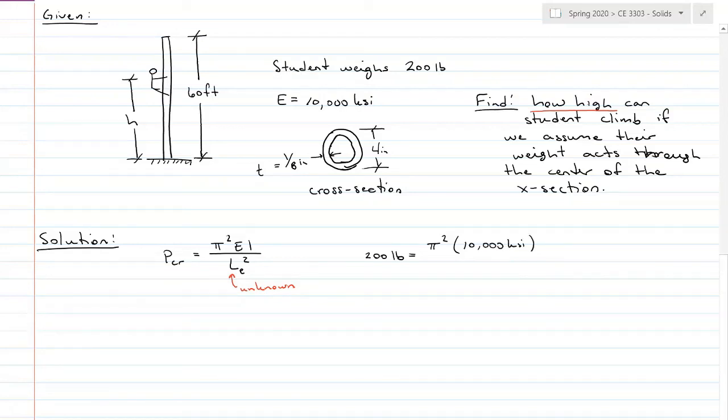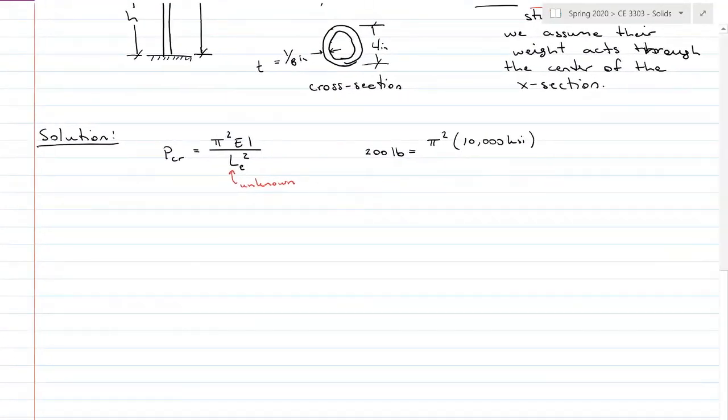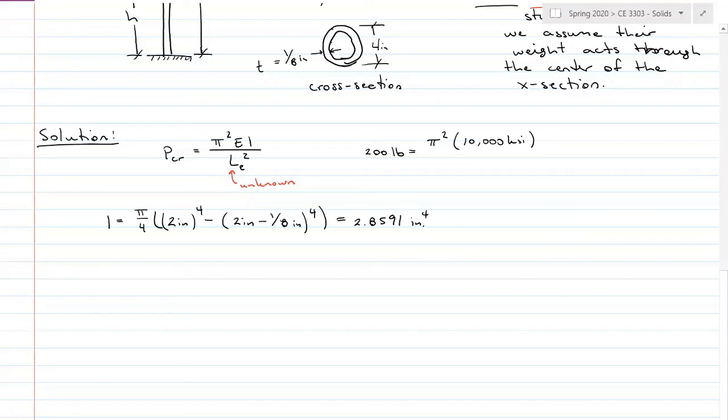Okay, I need the moment of inertia for the centroidal inertia for that circular cross-section, that tubular cross-section. So my I is going to equal pi over 4 times radius outer, 2 inches to the 4th, minus the inner radius, 2 inches minus 1/8 inch to the 4th. And I have an inertia of 2.8591 inches to the 4th.